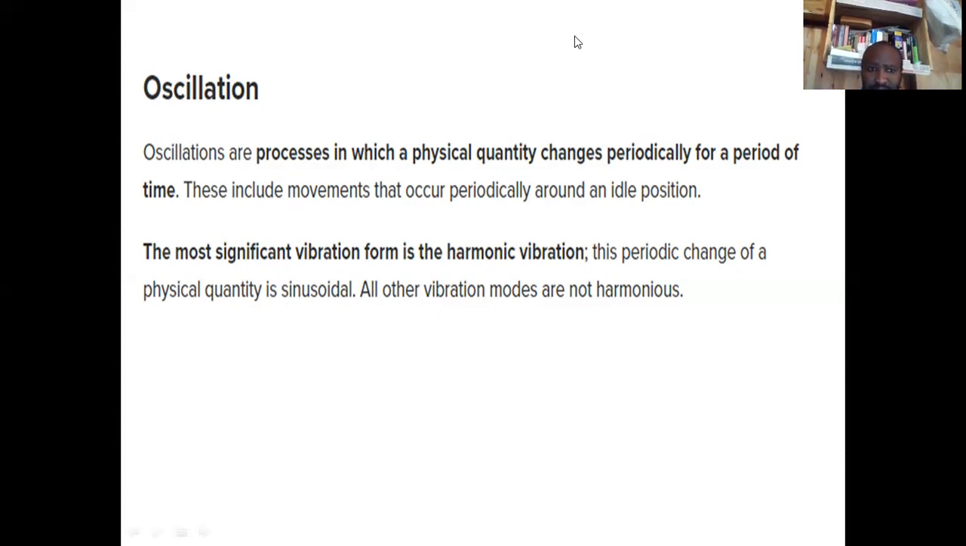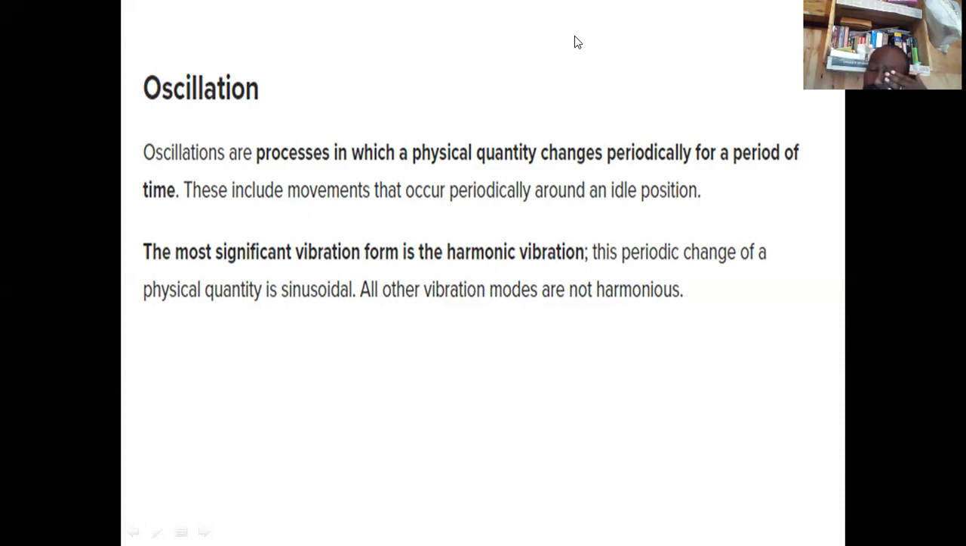So we can say in literal technical terms, an oscillation is a process in which a physical quantity changes periodically for a period of time. These include movements that occur periodically around an idle position. So the main thing here is you have a physical quantity changing periodically with respect to time. And this physical quantity we are talking of could be position.